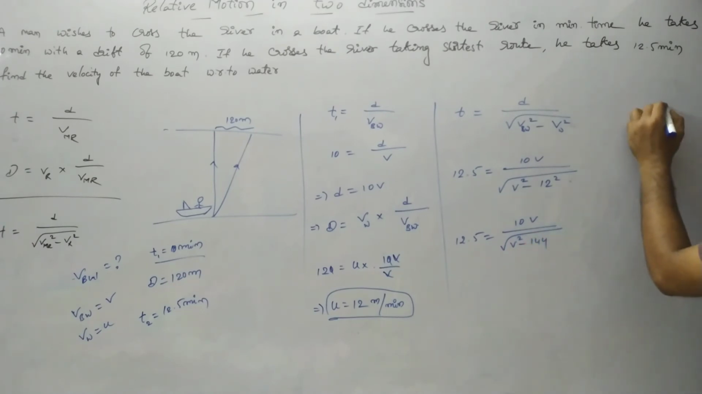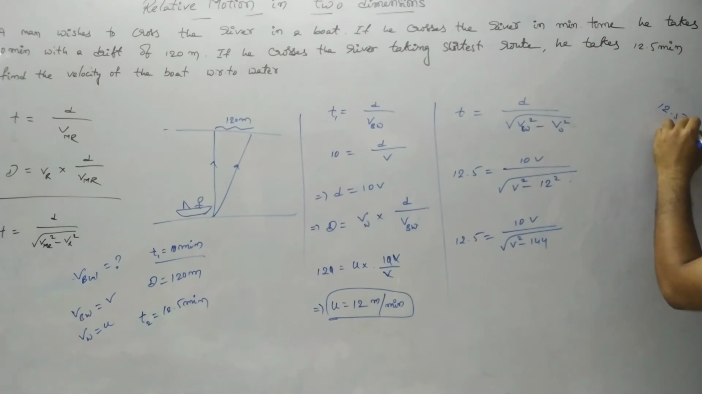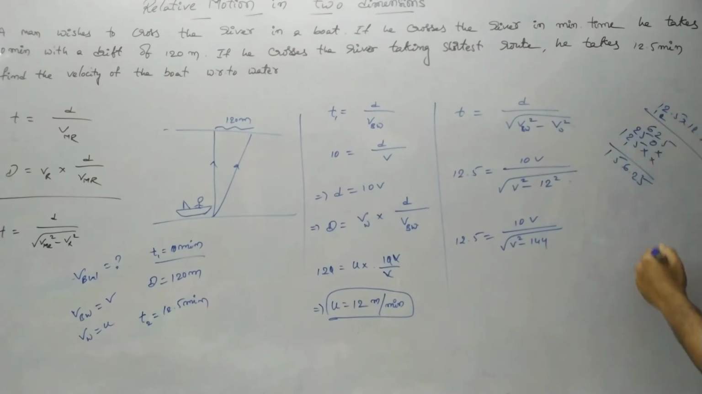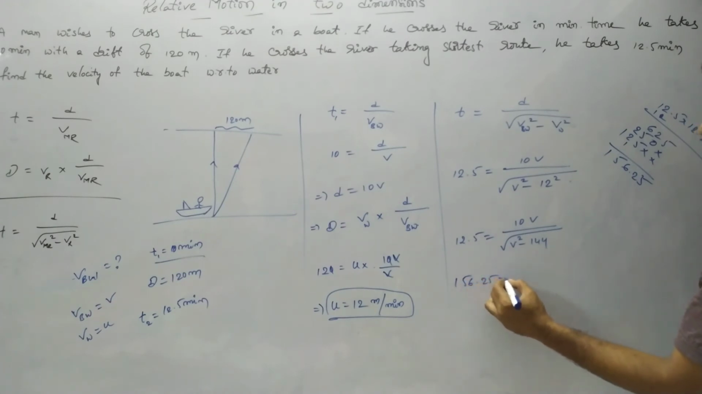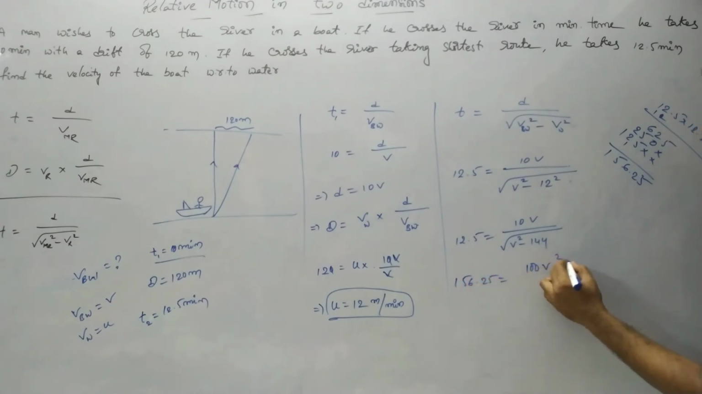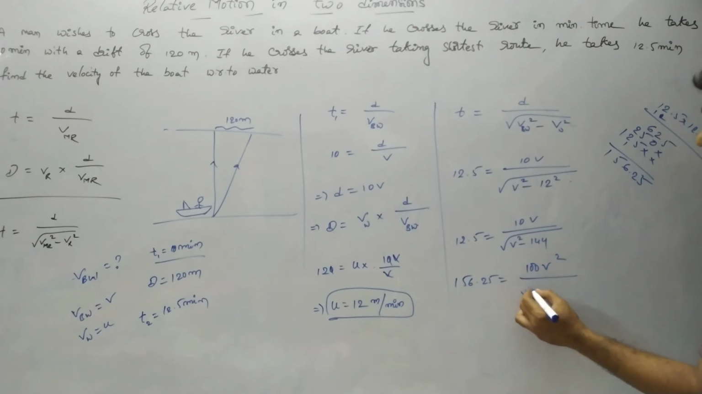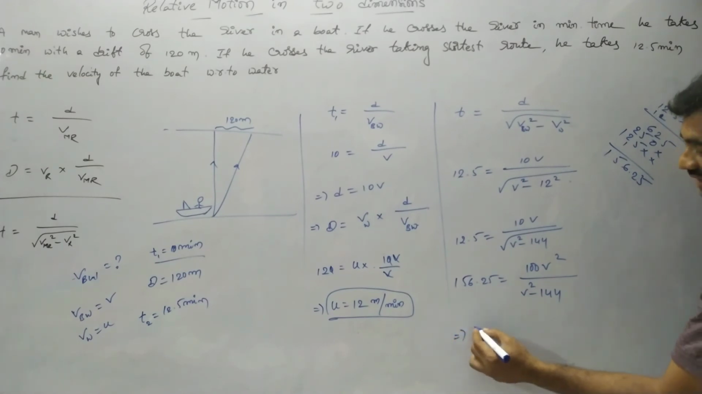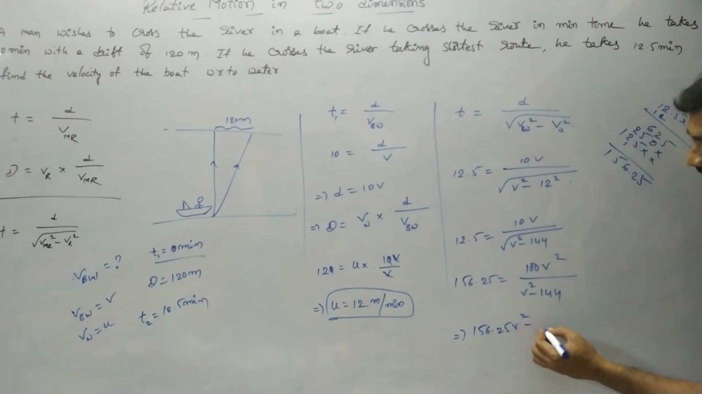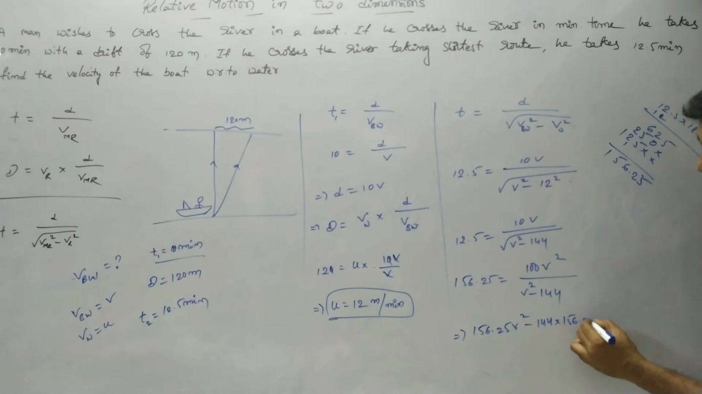So here we get 12.5 is equal to 10v by root of v square minus 144. So now observe that 12.5 into 12.5 is 156.25. So we have 156.25 is equal to 100 into v square by v square minus 144. Now on cross multiplying this equation, here we have 156.25 v square minus 144 into 156.25 is equal to 100 v square.